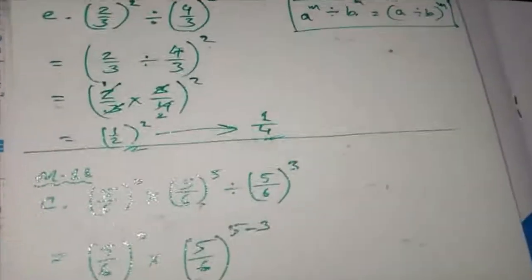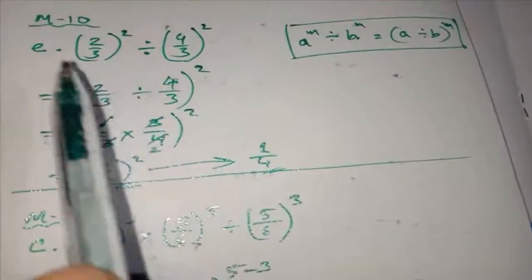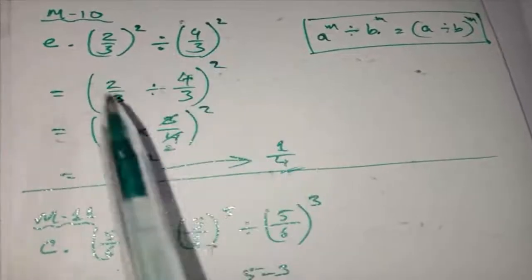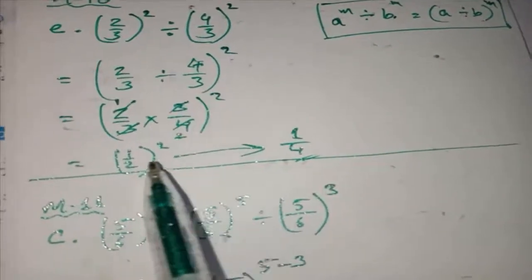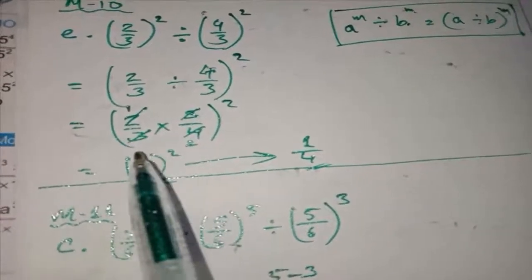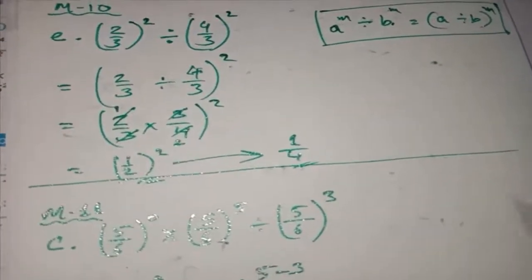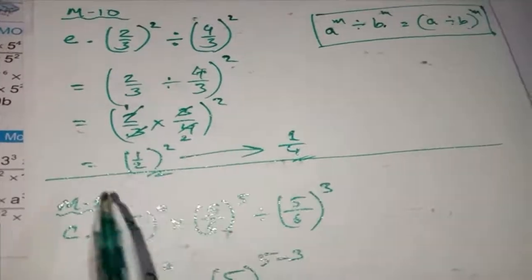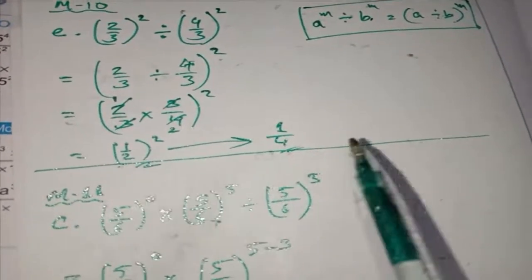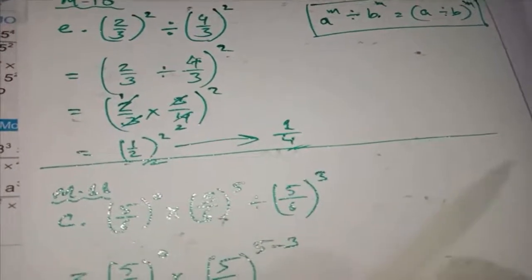Same thing applies for module number 10. If the question is asking you to evaluate and represent the answer in the exponential form, then this will be the answer. And if you are just asked to simplify or evaluate or find the value of, then you can either write this or this. Both will be correct.